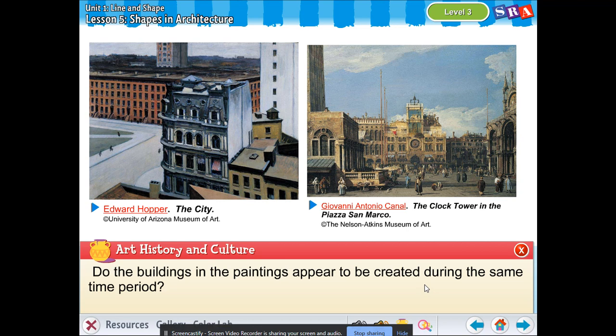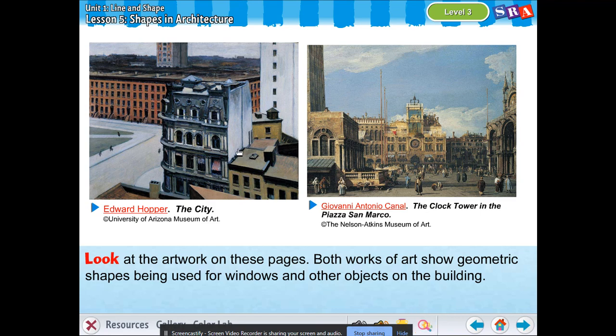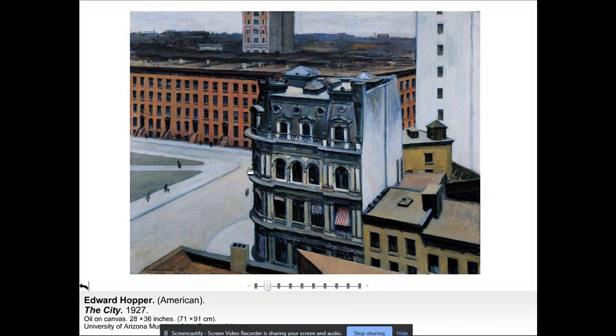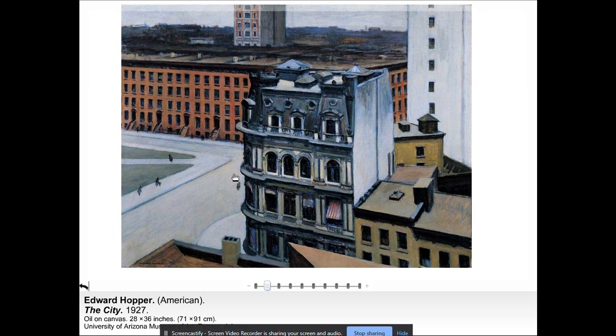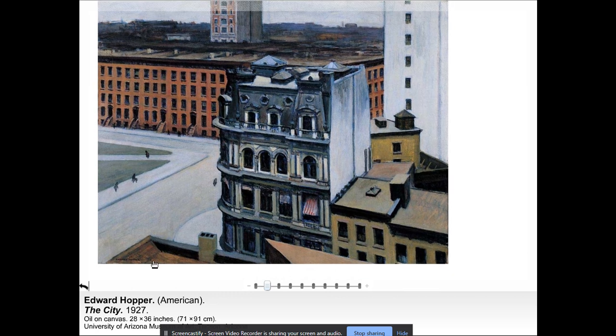So, do the buildings in these paintings appear to be created at the same time? Let's think about the culture. When we look at this picture right here, that doesn't really tell us when it is. We can look at this, however, and tell that it was painted in 1927 by an American artist, Edward Hopper. Not a lot of people. Let me tell you something about Edward Hopper. He is a very famous American artist, but his paintings don't really have any people in them, don't have any personality. The colors are very depressing looking. All of his paintings are like that, and that's just his style of artwork.